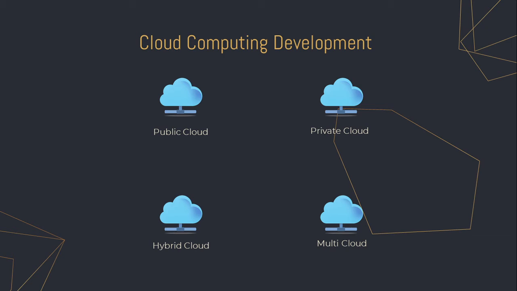Multi-cloud refers to the presence of more than one cloud deployment of the same type, public model or private model, sourced from different vendors. A multi-cloud approach could involve two public cloud environments or two private cloud environments.